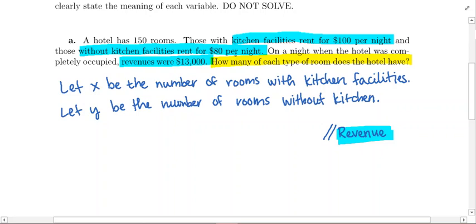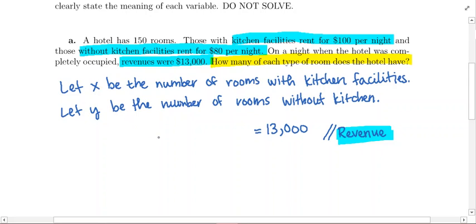The hotel is charging so much to rent each room. The ones with kitchens are slightly more expensive to rent per night, so those are $100 per night. The ones without kitchens are $80 per night. The total revenue taken in on a night where the hotel is completely occupied, meaning all the rooms are rented out, is $13,000. So the revenue is going to have to add up to $13,000. That's what's going to be on the right side of the equation.